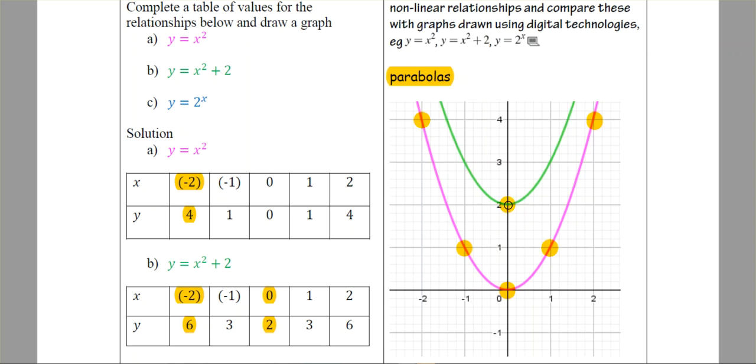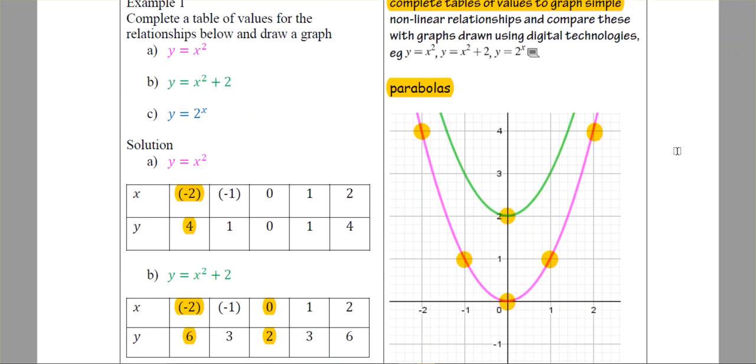So that's what I want you to do in GeoGebra. You can see here, this is what the syllabus wants us to do. These examples using digital technologies.